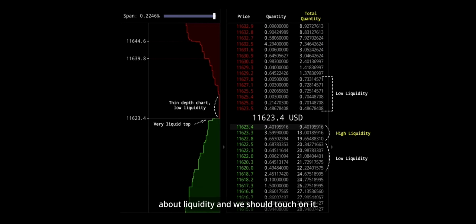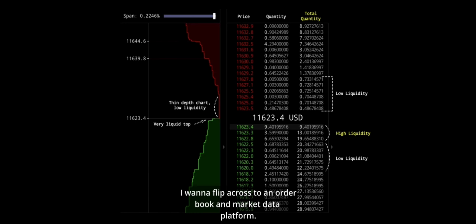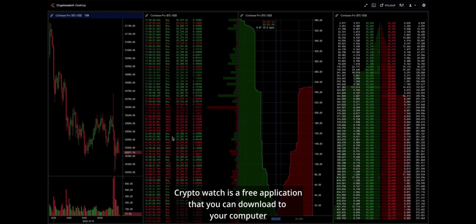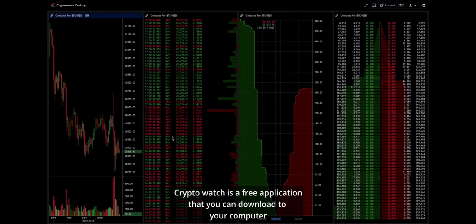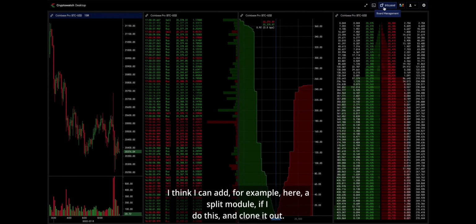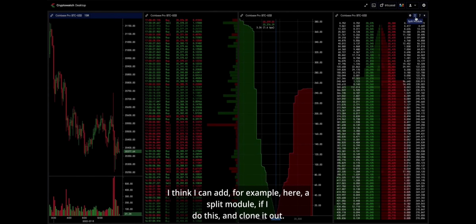Since this is all about liquidity and we should touch on it, I want to flip across to an order book and market data platform called CryptoWatch. CryptoWatch is a free application that you can download to your computer and you can add sections to it. So each of these is a block. I think I can add, for example, here, a split module.